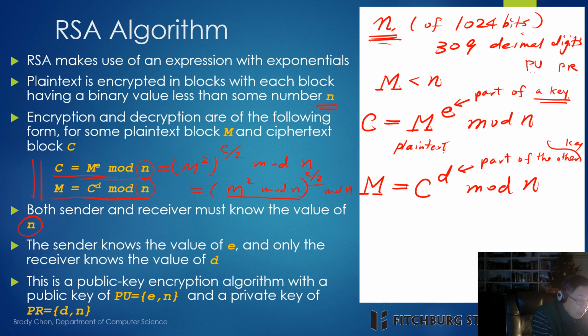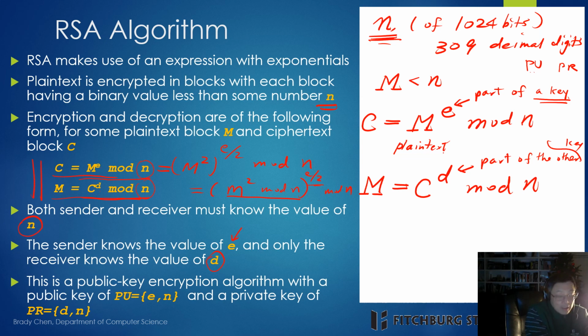And also, the sender needs to know the value E, and the receiver needs to know the value D, okay? E could be part of the public key, or could be part of the private key. Then D is the other one. If E is part of the public key, then D is part of the private key, okay?